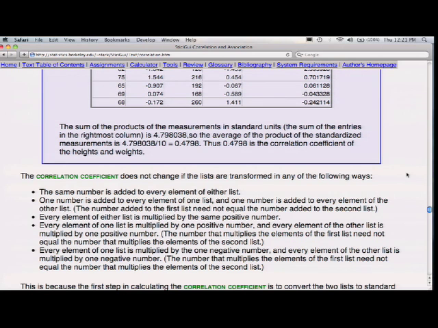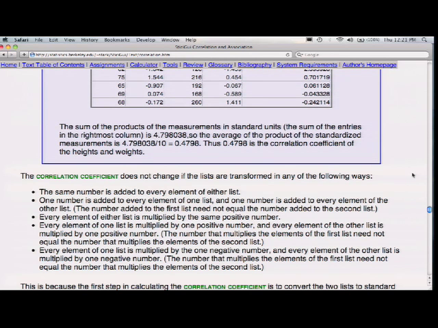Okay. You will not be expected to reproduce this. But the point is that if you take a list and convert it to standard units, the mean of the new list is 0. And you can take my word for it that the standard deviation of the new list is 1. Or you can work it out for yourself. Or you can look at the footnotes because it's probably buried in there somewhere as well.